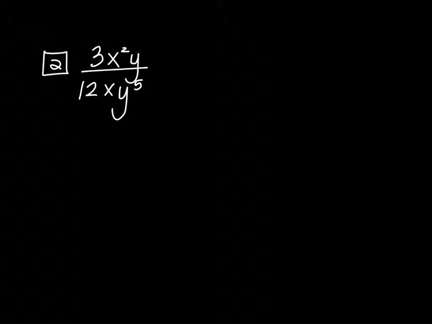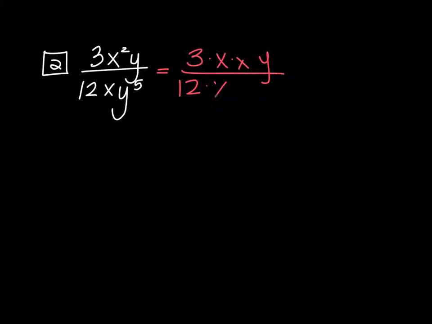All right, this is a division problem. So again, we're going to group the pieces together, but first we need to expand it out. So that's the first thing I'm going to do is expand. So I've got 3 times x times y all over 12 times x, and then 5 y's. And now this time we're dividing.